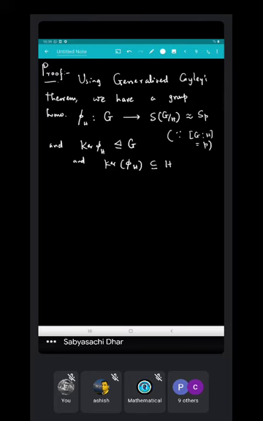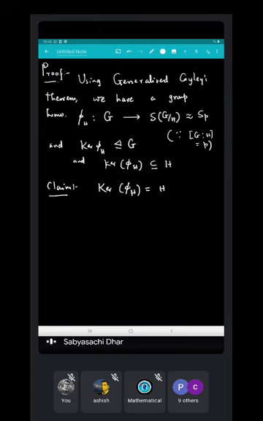Now, if we want to prove that H is normal in G, suppose you have shown that H is normal in G, then obviously H is the largest normal subgroup of G which is contained in H. So our claim is that the kernel of phi_H is equal to H.